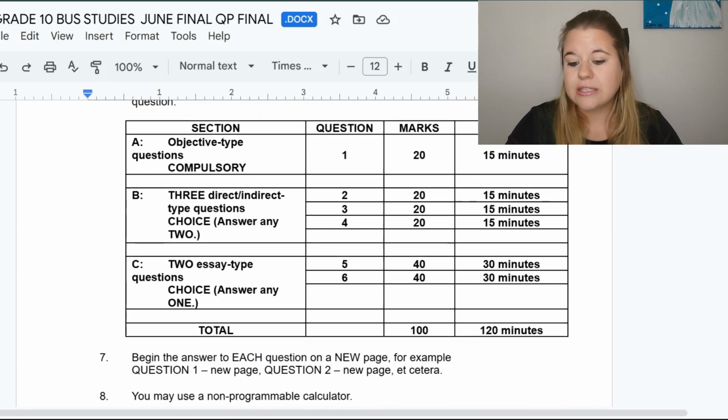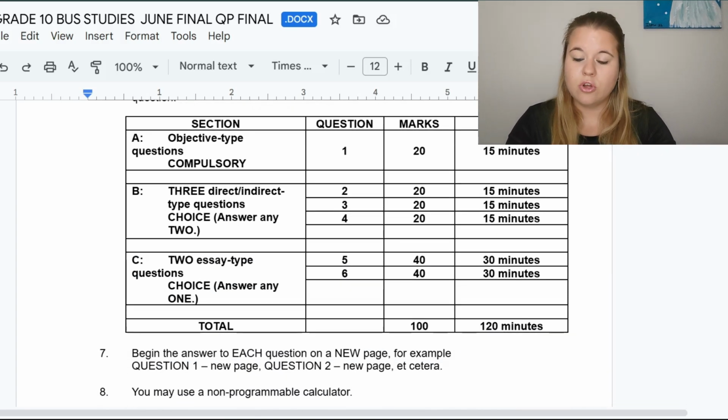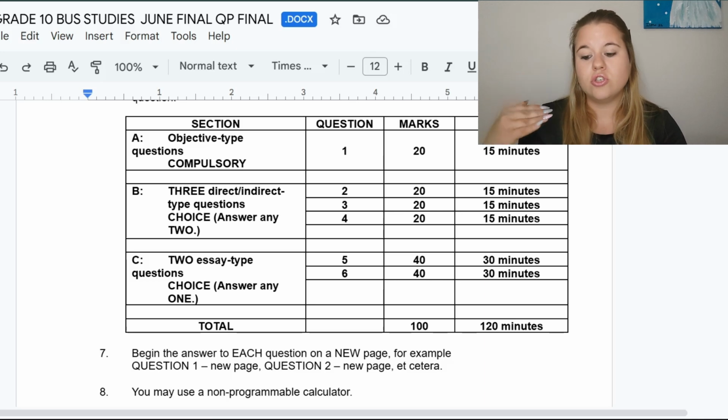What I would say is important is to look at this table. In this table, you can see how long you should spend on each of the questions, right? So you'll see question 1, you spend 15 minutes.